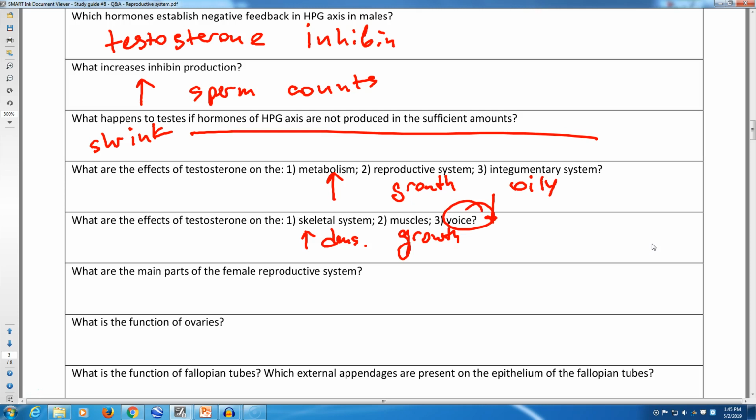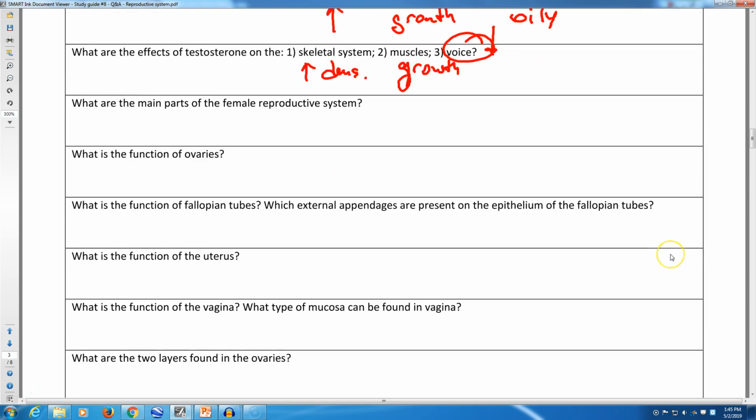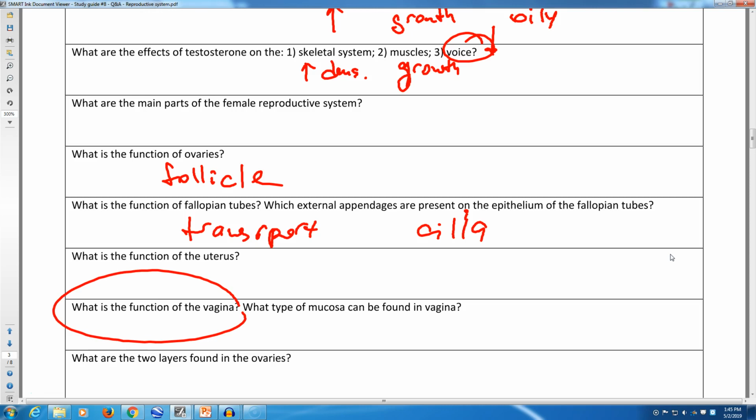Main parts of the female reproductive system, well, you can name them: ovaries, fallopian tubes, uterus, vagina. Function of ovaries: follicle maturation. Fallopian tubes: transport. Cilia are present in the epithelium of the fallopian tubes. Function of the uterus: implantation and development of the fetus. Function of the vagina: receiving sperm.